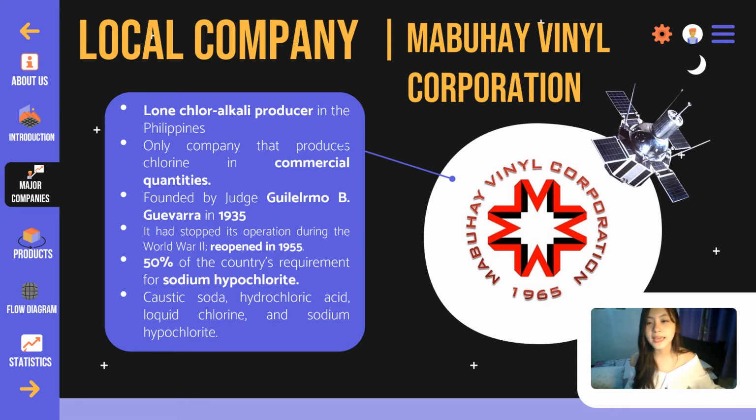It had stopped its operation during World War II, yet reopened in 1955 and reorganized to focus on producing chlor-alkali and polyvinyl chloride, or PVC. In addition, it supplies more than 50% of the country's requirement for sodium hypochlorite. Mainly, their products involve caustic soda, hydrochloric acid, liquid chlorine, and sodium hypochlorite.